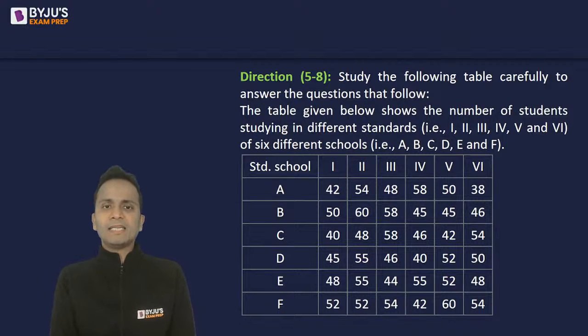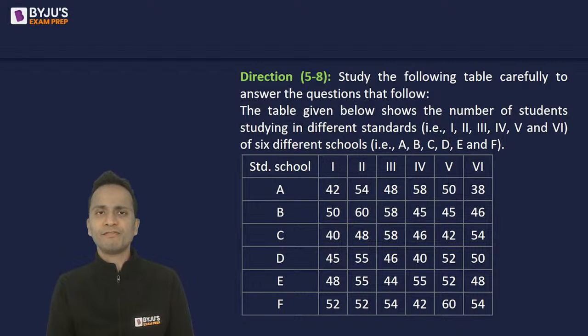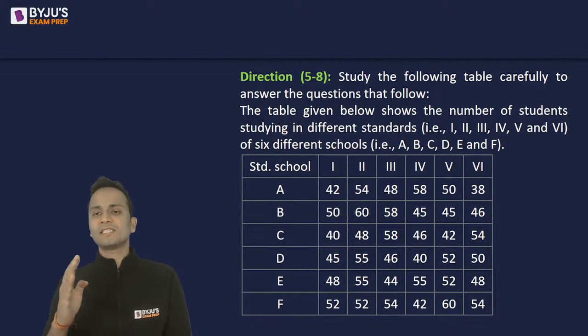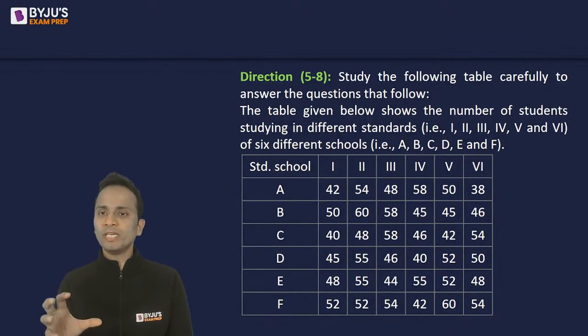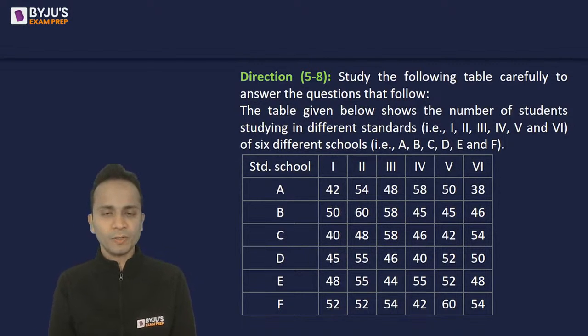Now the data says that the table given below shows the number of students studying in different standards 1, 2, 3, 4, 5, 6. There are 6 standards of 6 different schools. The schools are A, B, C, D, E, F. Okay. So 6 schools, 6 different standards. The number of students who are studying in these different standards is mentioned in the table. Very simple, straightforward table is given. Okay. So now let's get into solving the questions one by one.